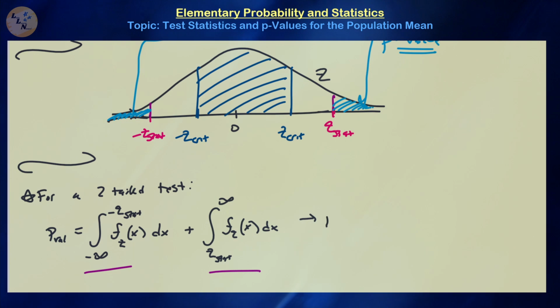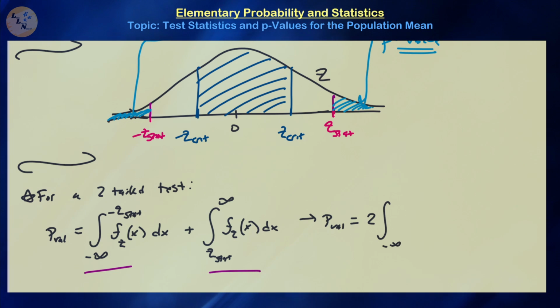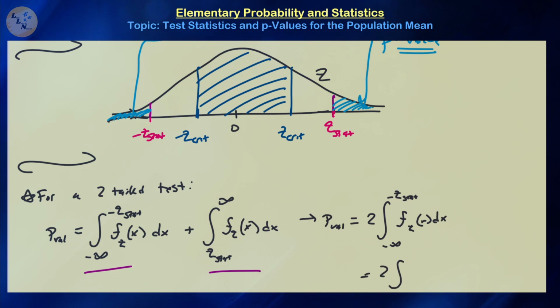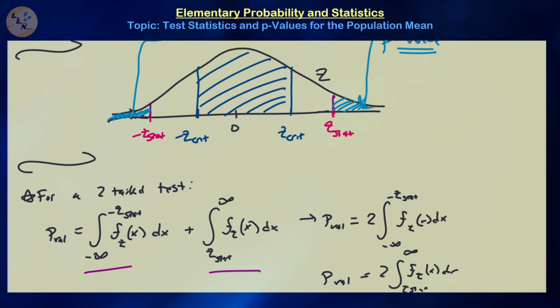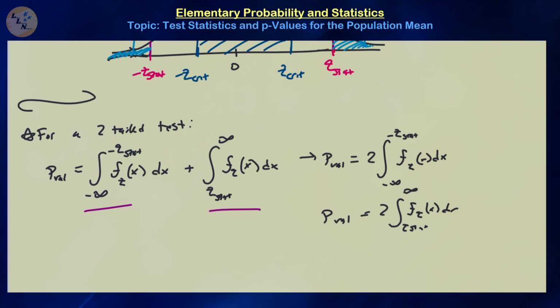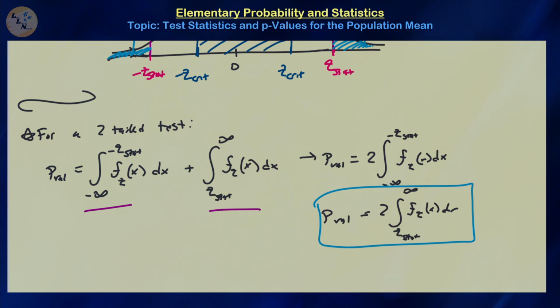So technically, you could say that the p-value is going to be equal to 2 times the integral from minus infinity to minus z stat of our z distribution, or 2 times the integral from our positive test statistic to infinity of our z distribution. You will get the same exact answer. It doesn't really matter which one you use because they are equal. If you don't like negative numbers, then you'll probably want to use the integral from the z test statistic to infinity, and that would be your p-value.